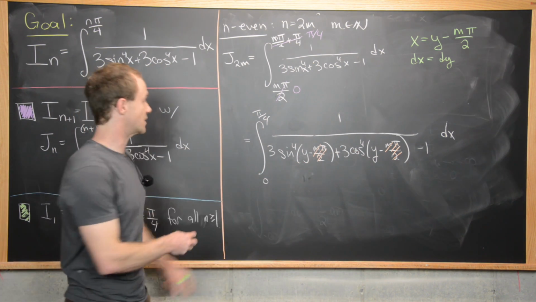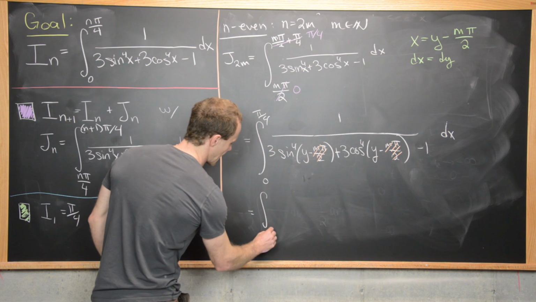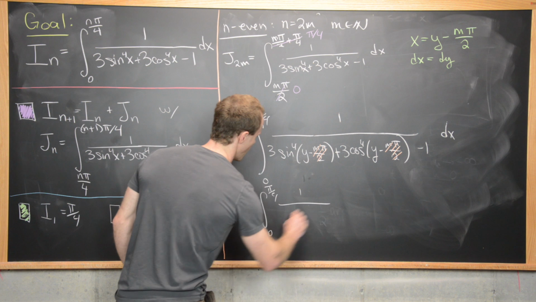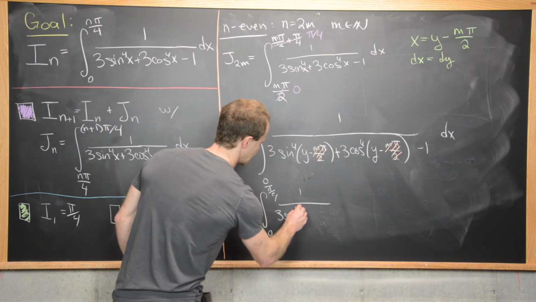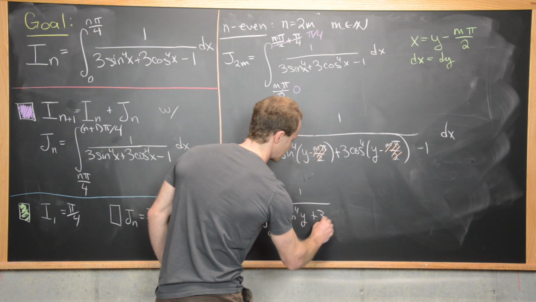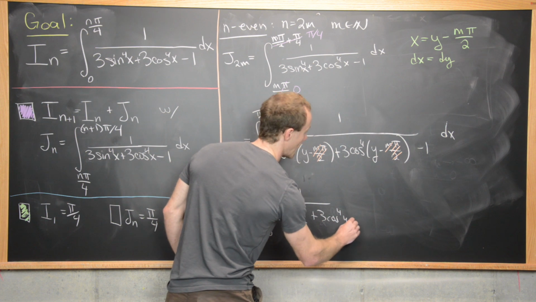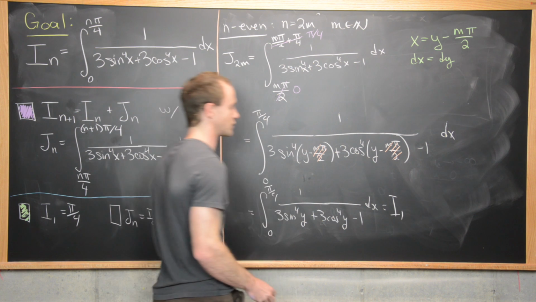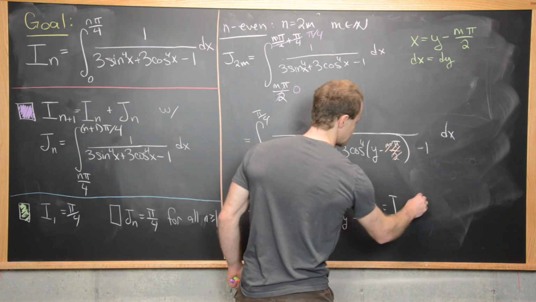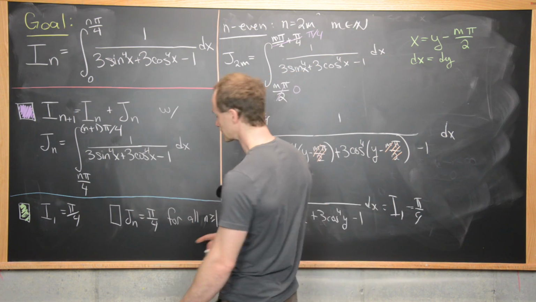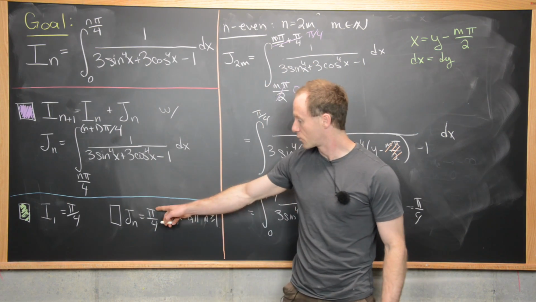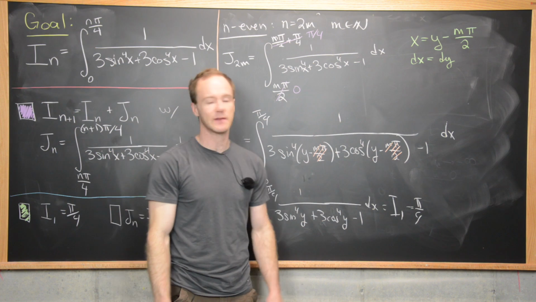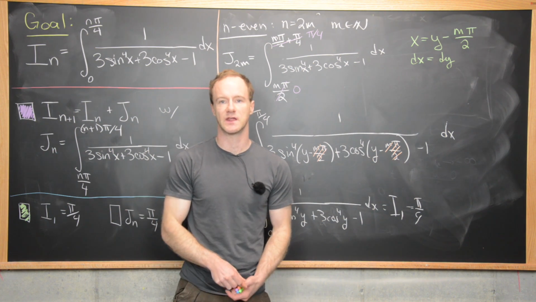So that's really good. Now we can go ahead and rewrite that as the integral from 0 to pi over 4, and now we have 1 over 3 times sine to the fourth of y plus 3 times cosine to the fourth of y minus 1 dy, but notice that is our original integral I_1, which was equal to pi over 4. So good. We have proven this for even values of n, so now let's go ahead and clean up the board and prove it for odd values of n.